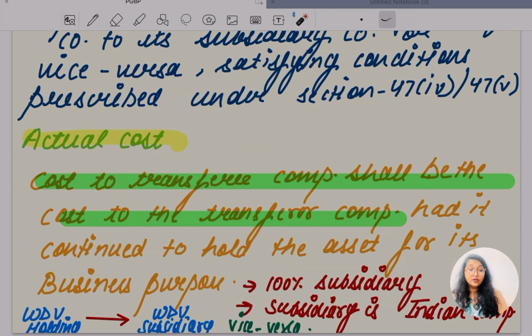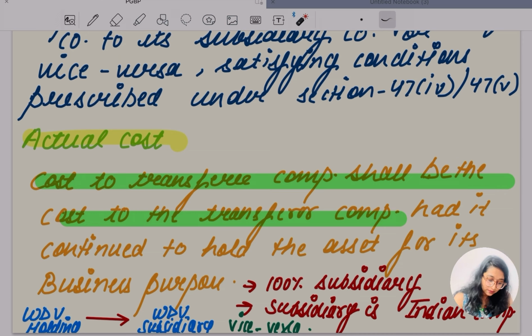So for this, if it is transferred by the holding company, the subsidiary should be a 100% subsidiary company. There are some conditions. The first condition is about being a 100% subsidiary. Second, the subsidiary company should be an Indian company, only then you can get this actual cost.